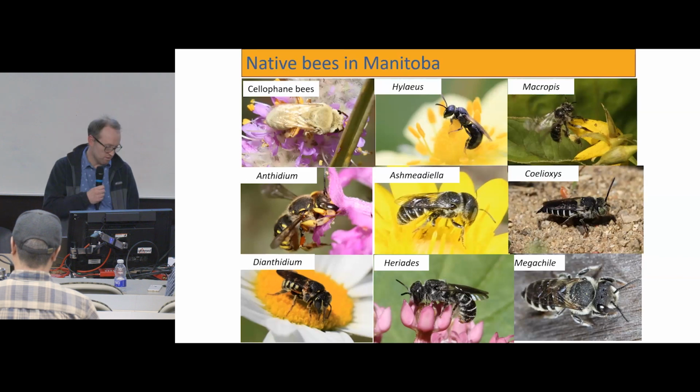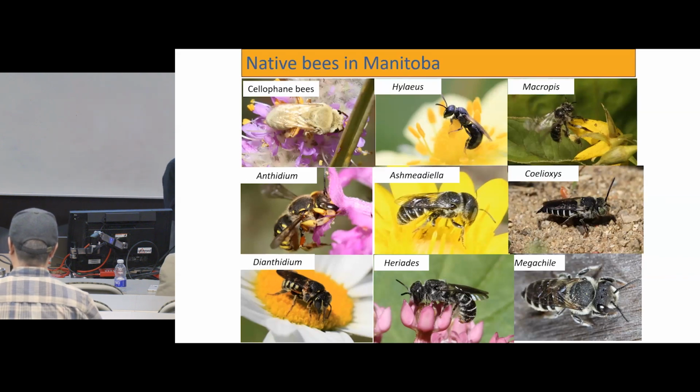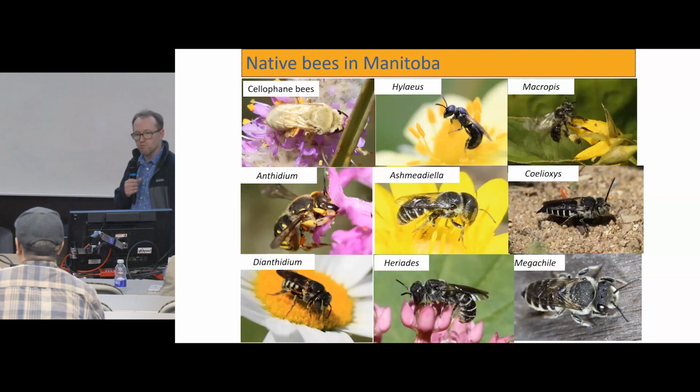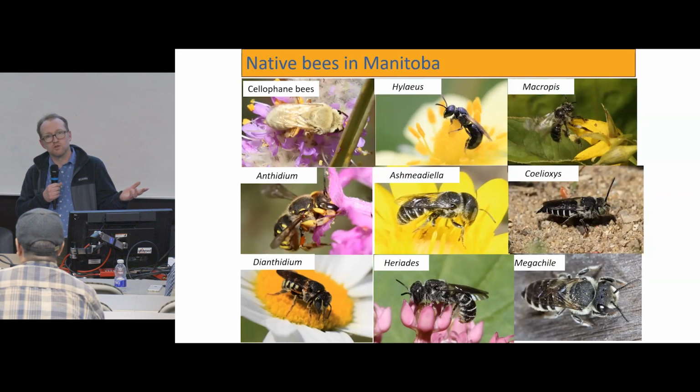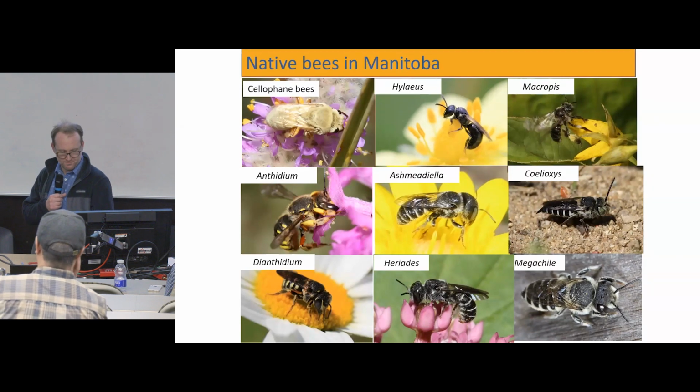And then in the bottom right is an alfalfa leafcutter bee, which is an important managed pollinator. But we also have about 20 other species of leafcutter bees that are native to the province. And they are also important pollinators of similar crops.